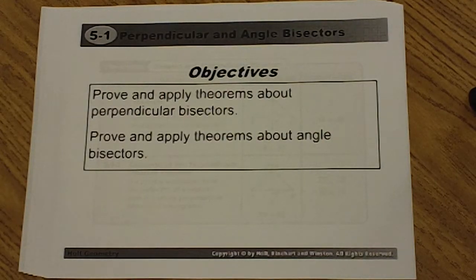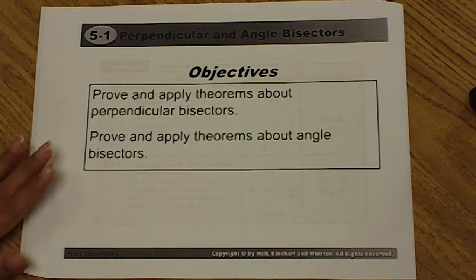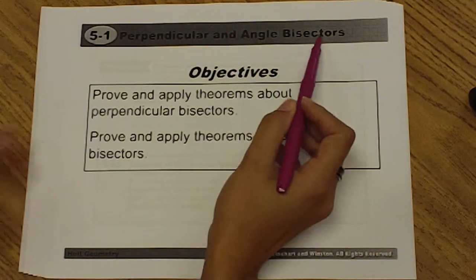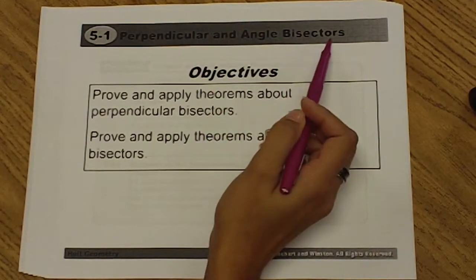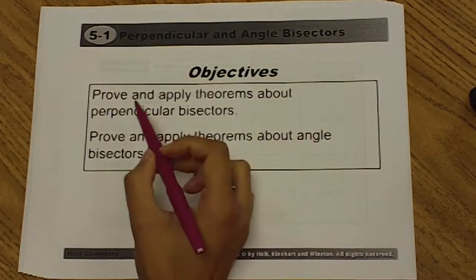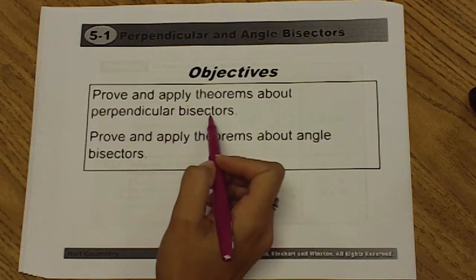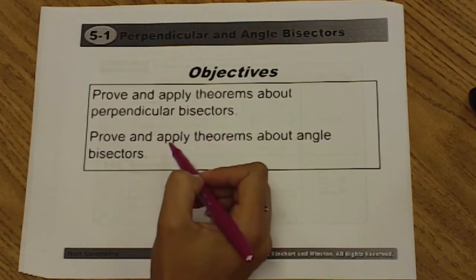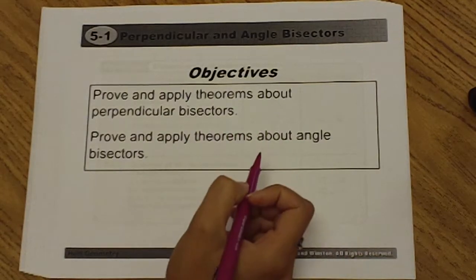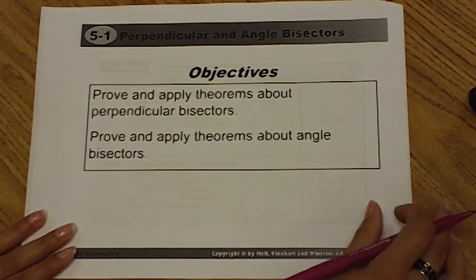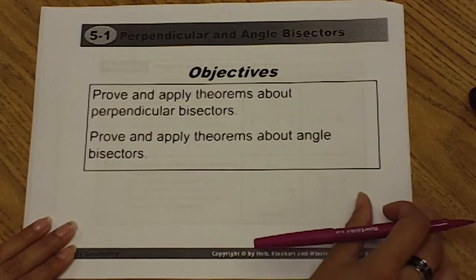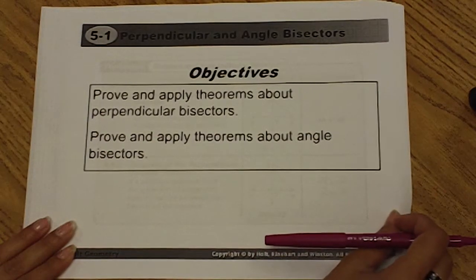We're talking about Chapter 5, Section 1, perpendicular and angle bisectors. So perpendicular bisectors and angle bisectors. Your objective is to prove and apply theorems about perpendicular bisectors and to prove and apply theorems about angle bisectors. I want you to stop the video, write down your question. Don't forget to look at your depth of knowledge chart in your agenda.